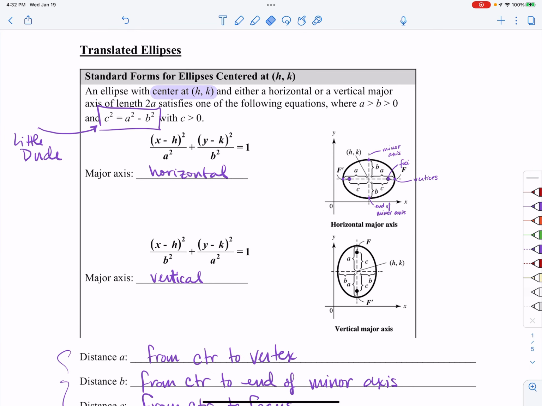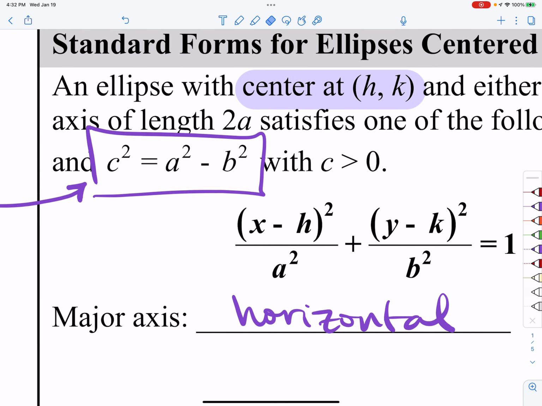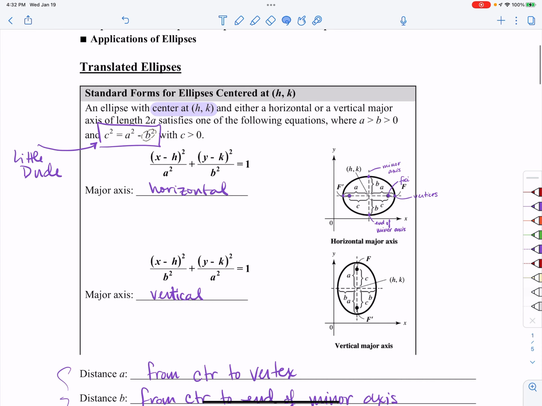Last but not least, if you have to work with the foci, then you're going to want this tiny little equation. This equation is c squared equals a squared minus b squared. It's not going to be a negative number because this a squared is always going to be a larger number than the b squared. When I'm in class, I call this guy little dude. So I guess that I will probably slip up on the video and call it little dude as well.